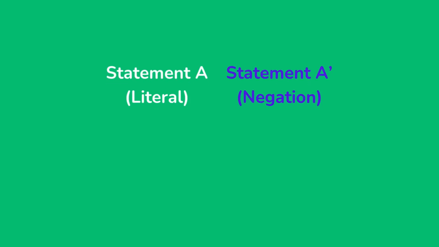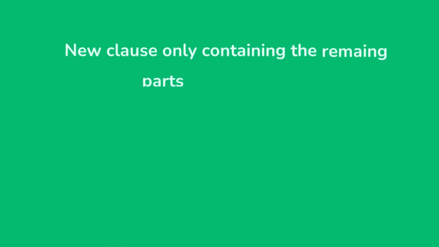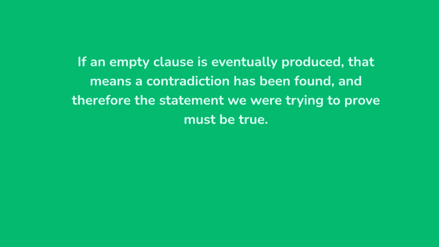The resolution rule works by finding a pair of clauses where one contains a literal and the other contains its negation. When those two clauses are resolved, the result is a new clause that combines the remaining parts of the original clauses, excluding the complementary literals. If an empty clause is eventually produced, that means a contradiction has been found, and therefore the statement we were trying to prove must be true.